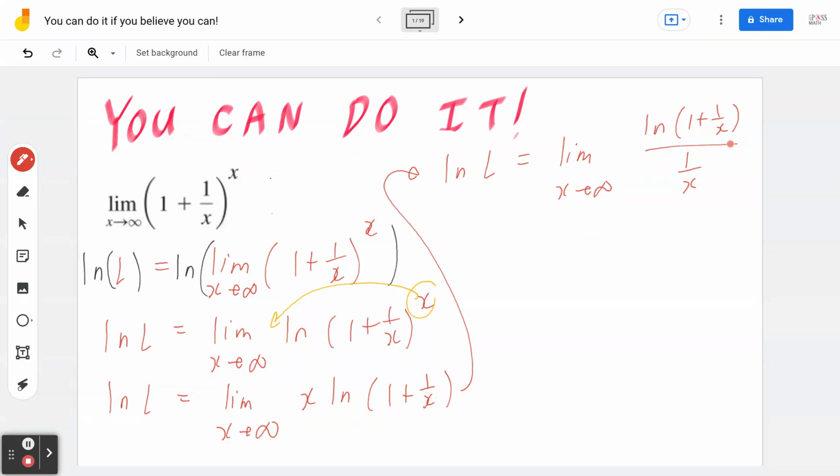So again, notice here, if I did plug in infinity, that's not going to give you a number. So this is why I can apply L'Hopital's rule. So I'm going to take the derivative of the numerator divided by the derivative of the denominator. So if I differentiate ln of 1 plus 1 over x, that's going to be 1 divided by 1 plus 1 over x times the derivative of 1, which is 0, plus the derivative of 1 over x, which is exactly negative 1 over x squared.